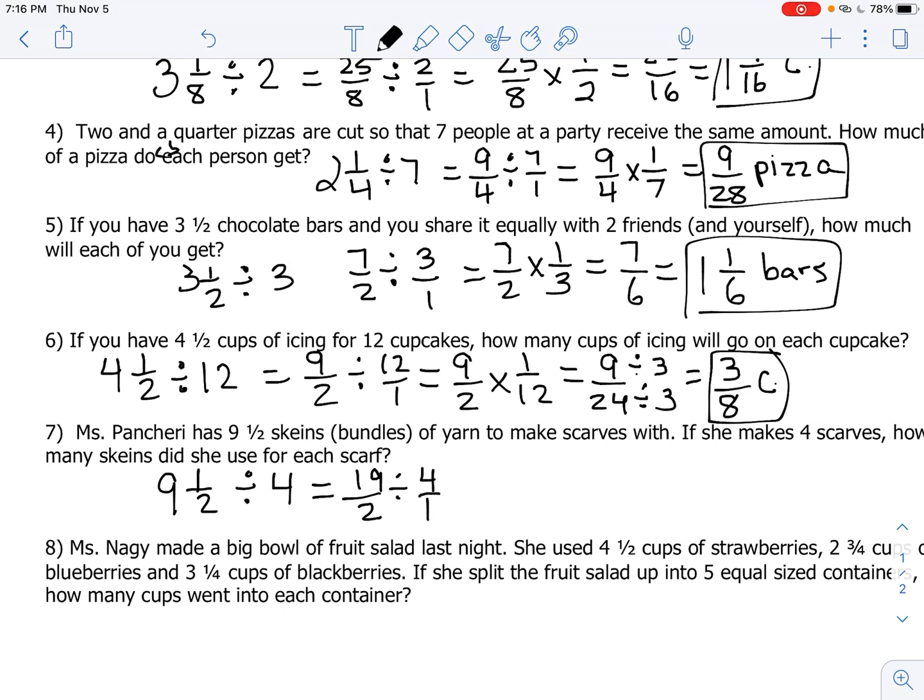All right, so our next step, we're going to keep the first fraction how it is, 19/2. We're going to change the division to multiplication and flip the second fraction over to 1/4. 19 times 1 is 19, and 2 times 4 is 8. We're going to change that to a mixed number. 8 goes into 19 twice, with 3 left over. So we have 2 3/8 skeins.